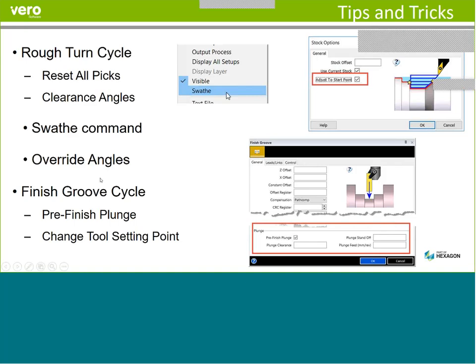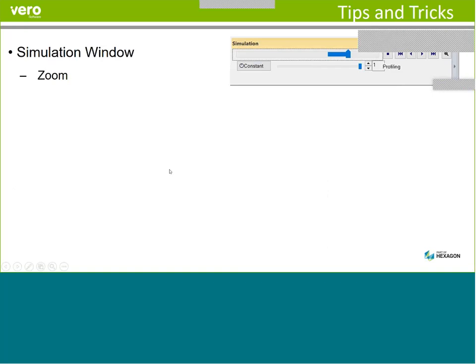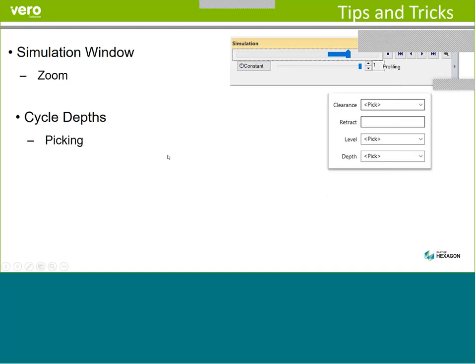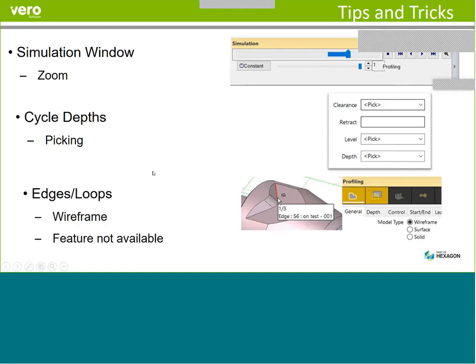And the finish groove cycle was something we brought in maybe 3 releases ago. Just to recap on that, some people may have missed it and there's some functionality in there I just want to highlight. I'm going to then move into the simulation and look at magnifying the simulation area. Again, sometimes gets missed. Then picking depths directly from the model within the cycle, and then working with geometry. When I say working with geometry, picking edges rather than creating geometry, picking the edges direct from the model.